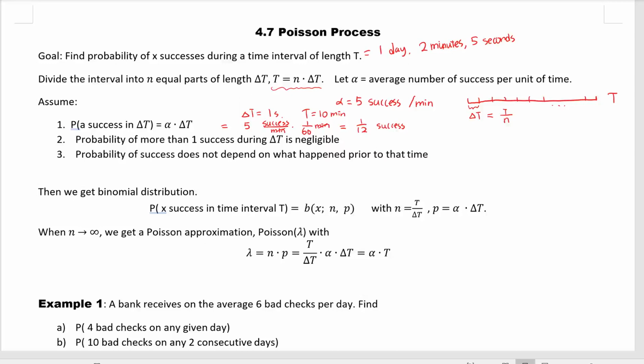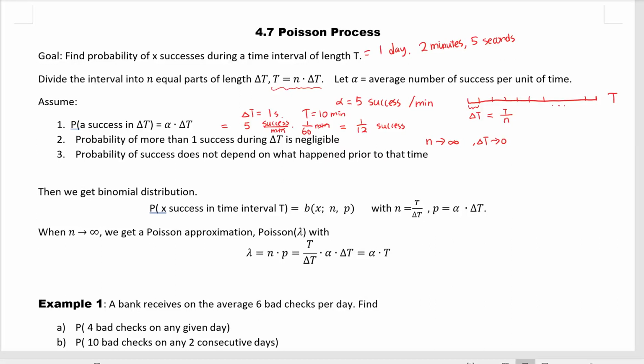Okay, second, the probability of more than one success during the change of t is negligible. Why is that? Think about it. If n is getting bigger, then change of t is very, very small, right? So because the time is very small, it's okay to assume there could be only one success during that time interval.